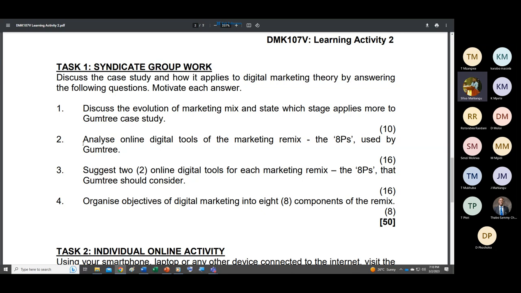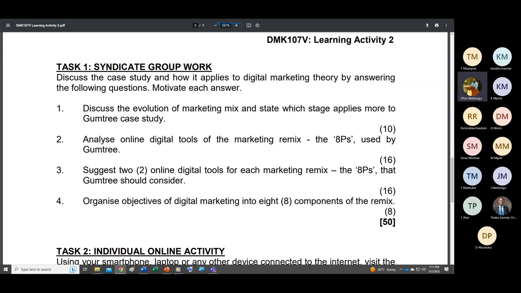And number two was analyze online tools of marketing mix, the 8 P's used by Gumtree, and you'll see 16 marks there. So under product, at least you mention something about content. What type of content is there? You also mention something else about the online value proposition, so that it's at least two practical examples for each of the P's. Price, you mention something, whether the subscription is free access or what. And you indicate any other price method. You see the place where people access Gumtree on the online platform.